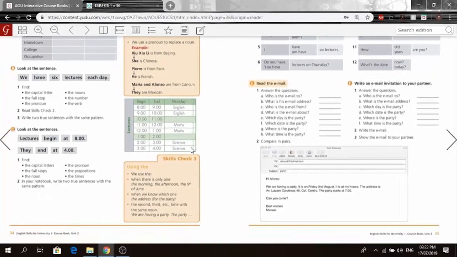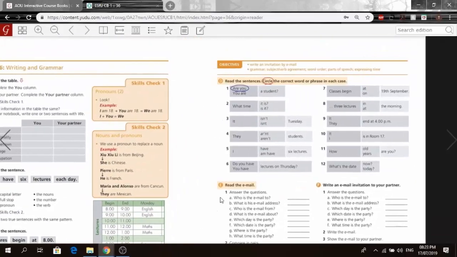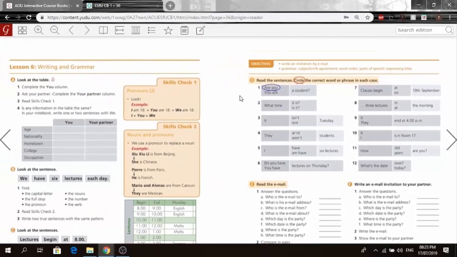Now, let's move on here to exercise D. Read the sentences and circle the correct word or phrase in each case. So 1, are you or you are a student? So if I want to ask a question, I see a lot of people making this mistake. I told you guys in the beginning, like literally 2 pages ago, if we were going to ask a question, verb to be comes first. So are you a student? Is he a student? Is he a doctor? Is he an engineer? Okay? So are you a student?